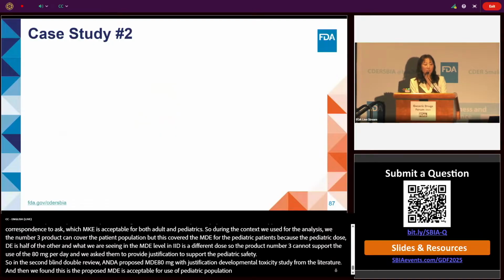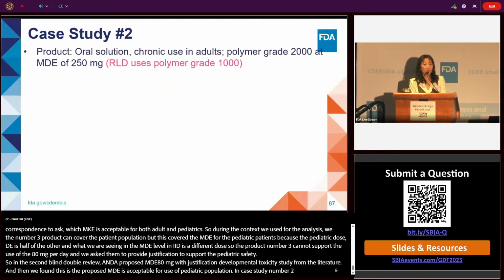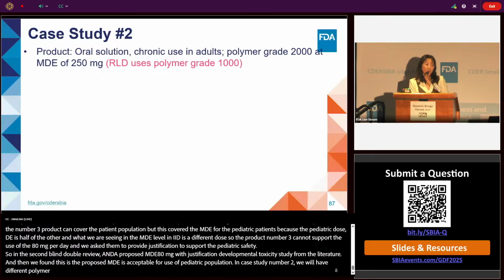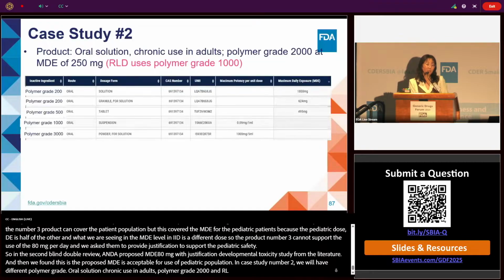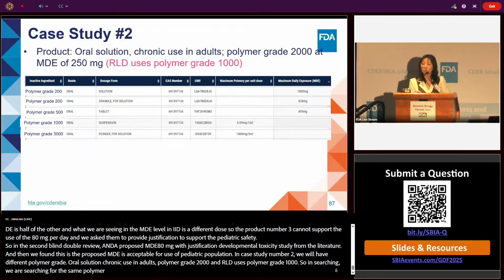Case study number 2 is about a different polymer grade. It was an oral product for chronic use in adults only. The proposed polymer grade is 2000, and the RLD uses polymer grade 1000. In the IID search, we found the same polymer family with multiple different grades used in oral products, but no exactly same polymer grade was listed in the IID.